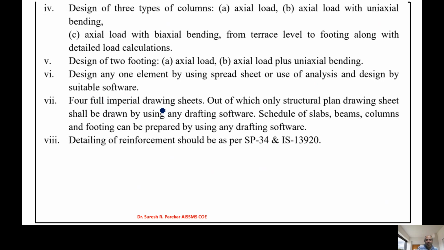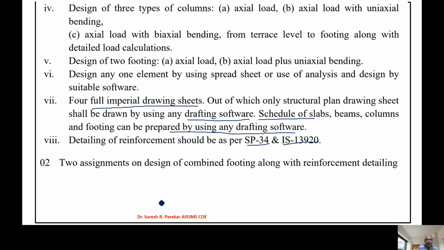Then 4 full imperial drawing sheets. We require 4 full imperial drawing sheets, out of which only the structural plan drawing sheet shall be drawn by using any drafting software. So the plan you can draw it. Schedules of slabs, beams, columns and footing can be prepared by using any drafting software. Then detailing of reinforcement should be as per SP 34 and IS 13920.